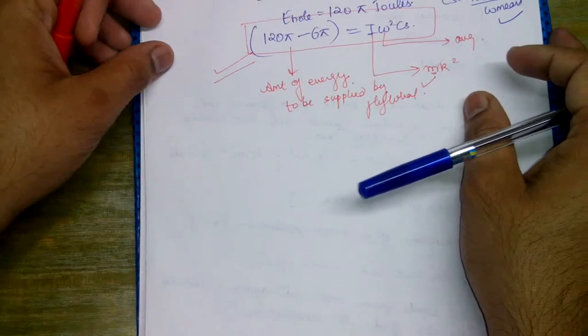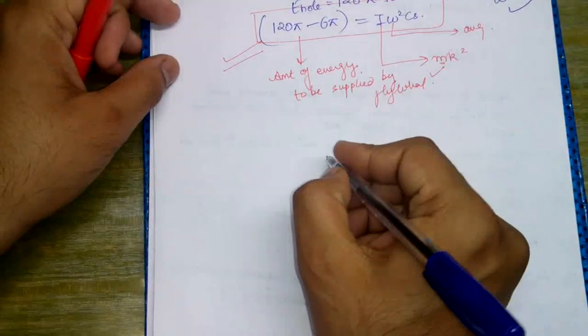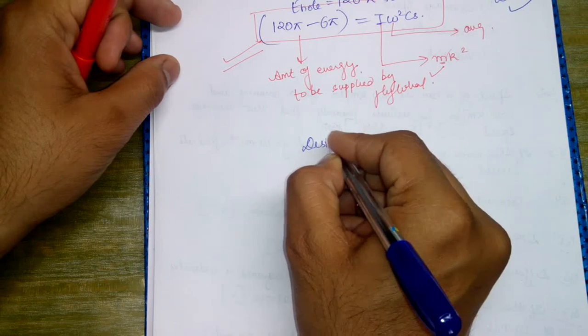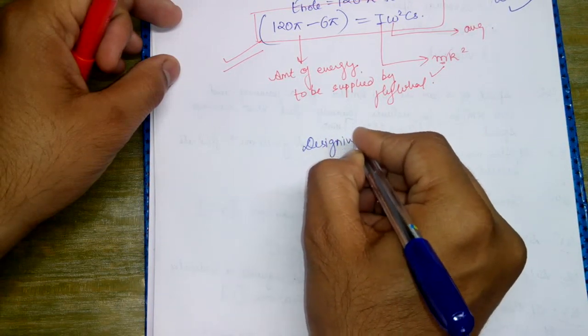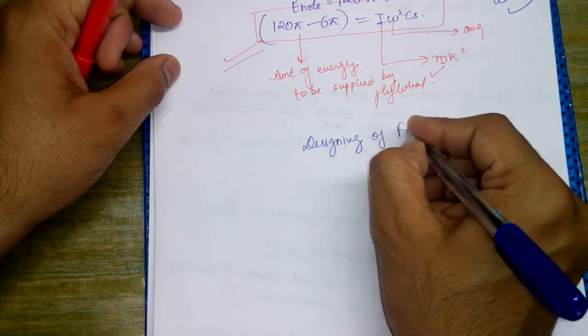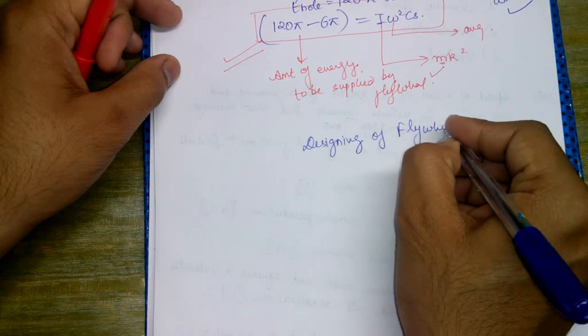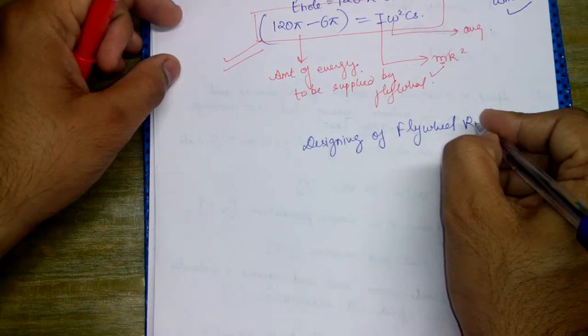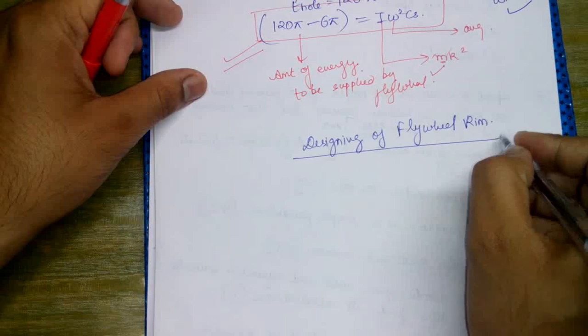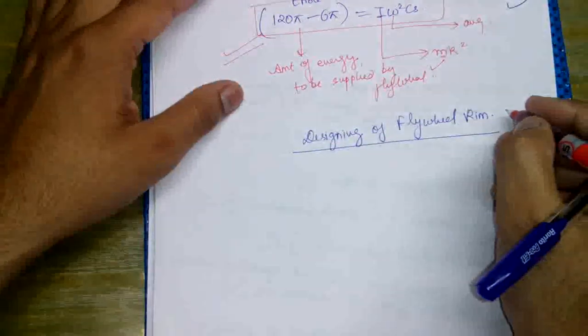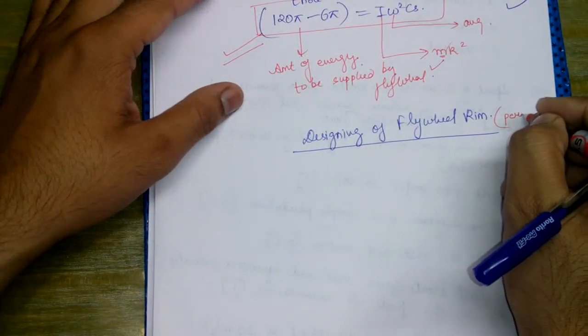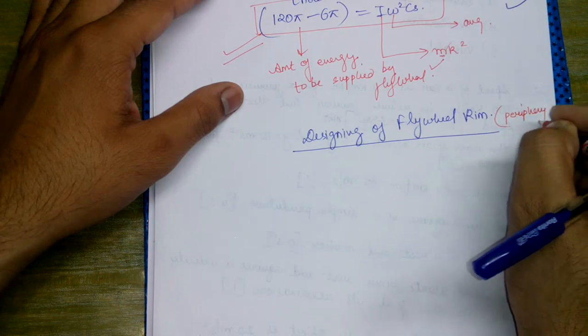Okay, now we come to the last portion of this chapter, that is the designing of the flywheel rim. Designing of the flywheel rim. Rim is actually where the mass is concentrated on the periphery.